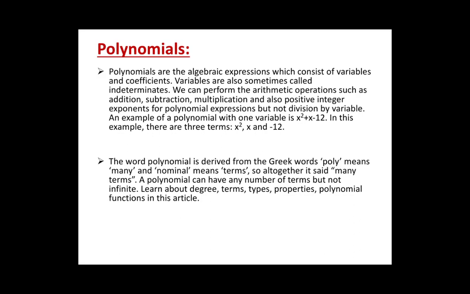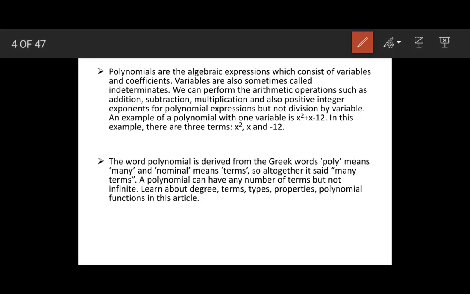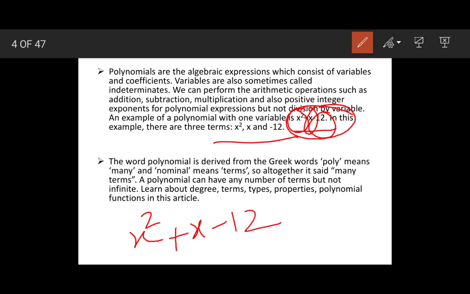So example of a polynomial with one variable is x square plus x minus 12. In this example there are three terms, x square, x and minus 12, right? See the example, x square plus x minus 12. How many terms are there? First term is x square, second term is x, and third term is minus 12. So three terms.